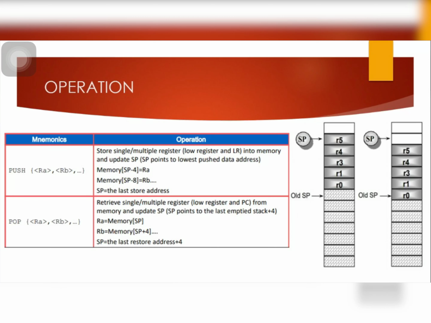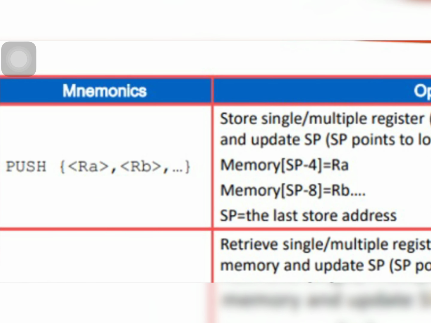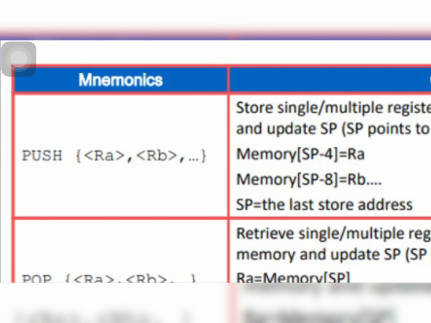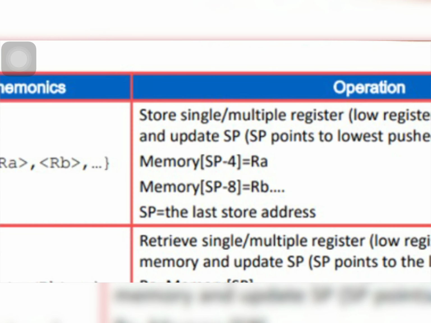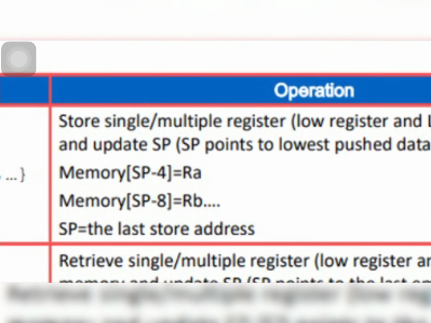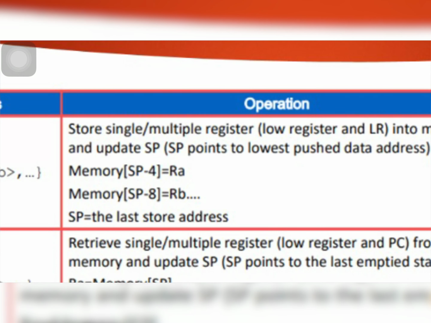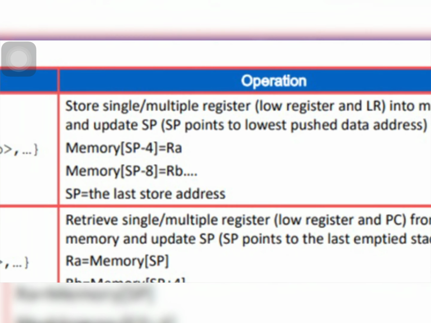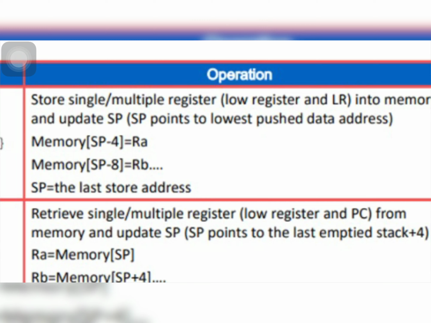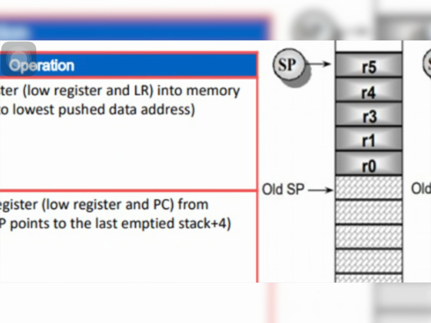As we know, the stack operation has only two syntaxes, which are push and pop. Let's jump into the first syntax. Basically the first syntax is push. Push curly bracket RA, RB, RC is up to 8 bit. We just use the low register R0 until R7. Push stores single or multiple registers into memory and updates the stack pointer. So the stack pointer points to the lowest pushed data address.